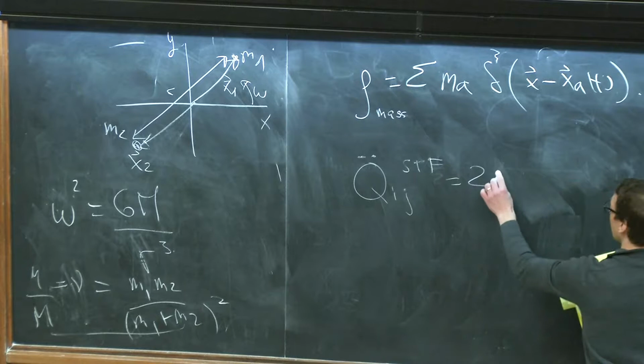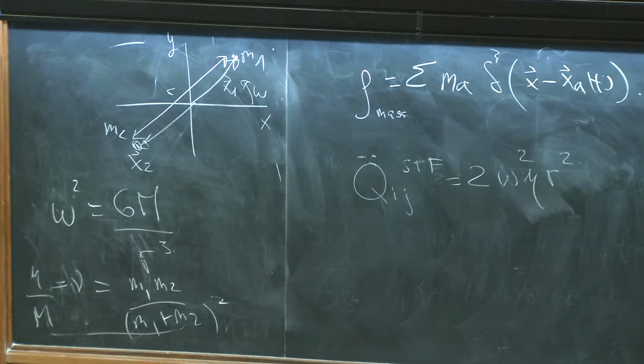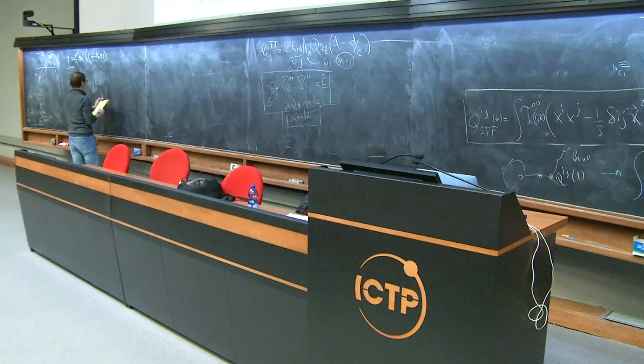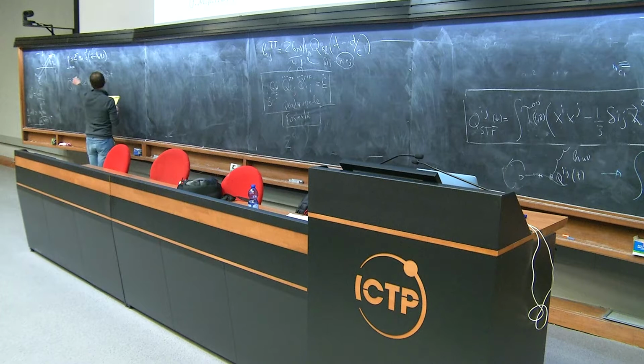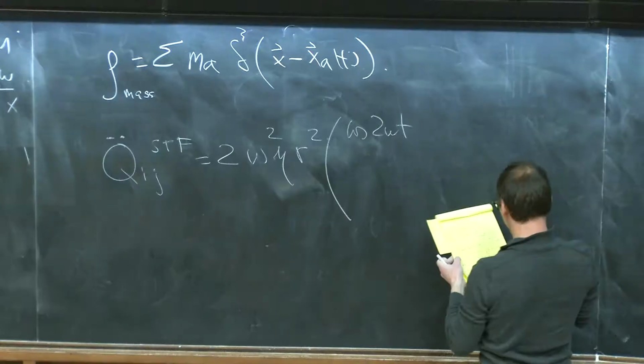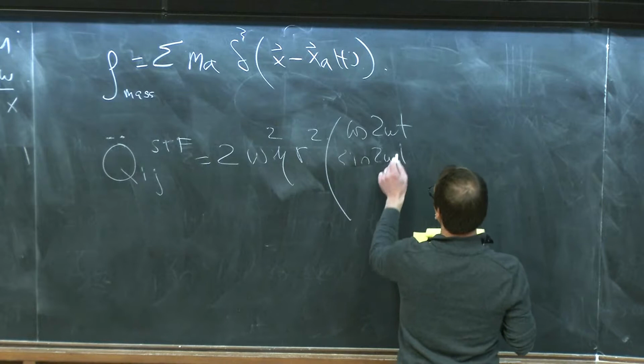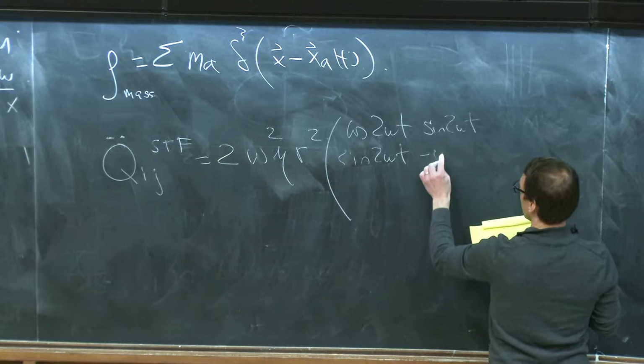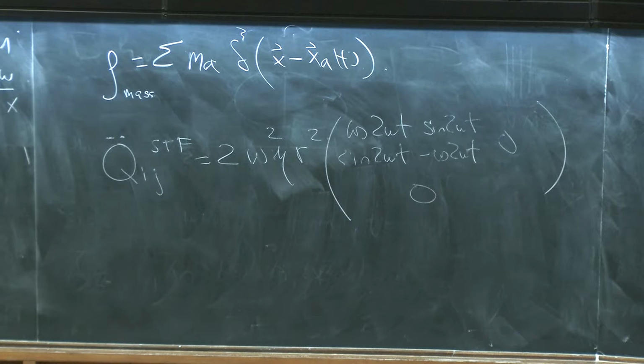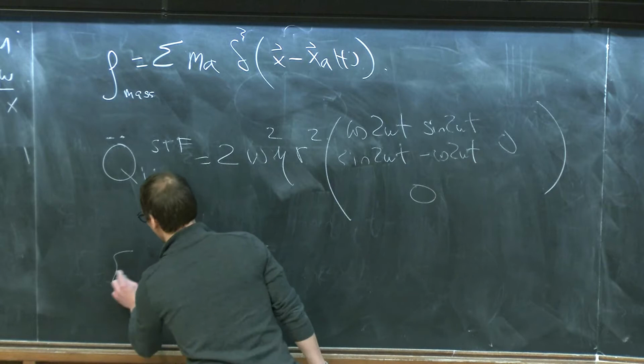You're going to get a bunch of omegas. Mu r squared. Well, it has to scale like mu r squared. And the two derivatives give the omega squared. And there is a matrix here that goes like this: cosine of 2 omega t, sine of 2 omega t, sine of 2 omega t, minus cosine of 2 omega t, in the xy plane, so this is x, y, and z. This we will need for the amplitude. But if you want to get the power, you take an extra dot. By the way, here you see why the frequency is going to come out twice the orbital frequency.